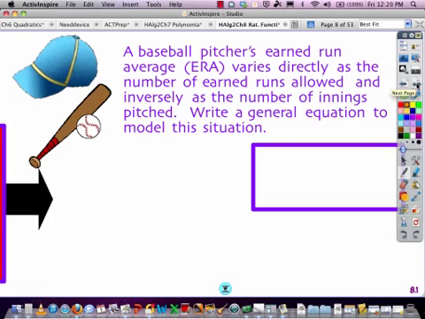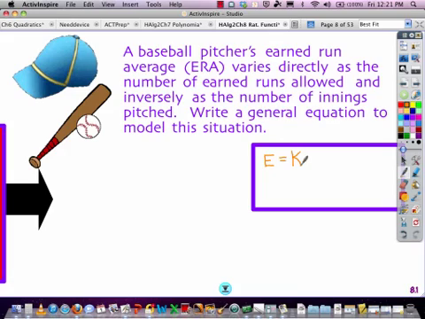So here we go, another real life situation. A baseball pitcher's earned run average varies directly as the number of earned runs allowed and inversely as the number of innings pitched. Write a general equation to model this situation. So let's go, we'll use the little purple box here. Baseball pitcher's earned run average. I'm going to call that E, because you can't put ERA, it'll look like 3 variables. Varies, equals, directly, so we know we have to have our K value, and it's all multiplication now, as the number of earned runs allowed.